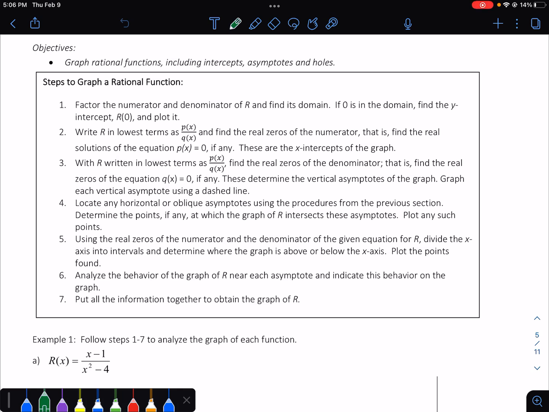Now we're going to look at finding or using all the pieces of a rational function and putting them together. So these are the steps that we're going to use. I'm going to show you down here how we're using them. So the first part is that we're factoring the top and the bottom, or the numerator and the denominator, to find its domain. If zero's in the domain, then find the y-intercept and plot it.